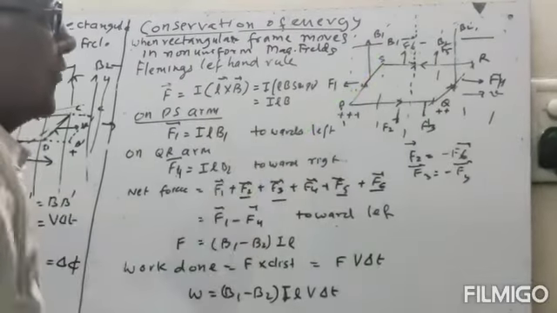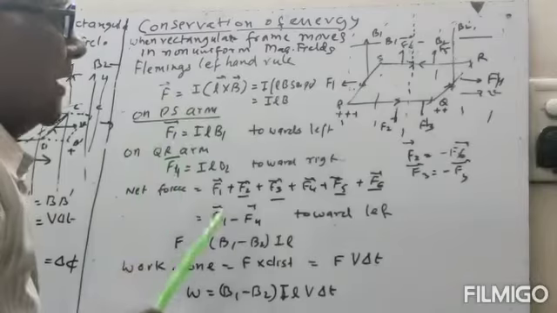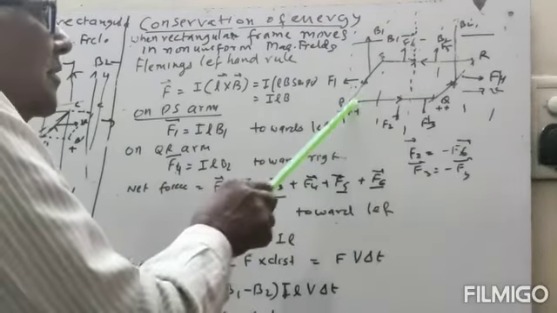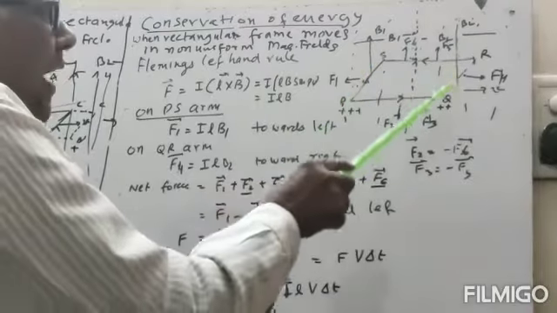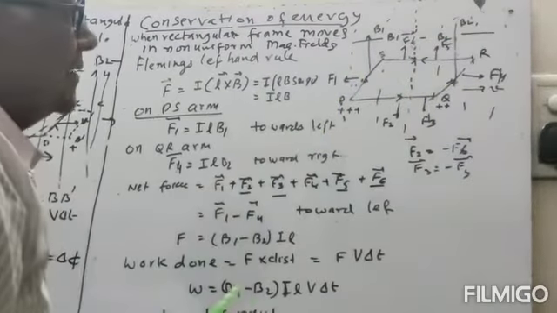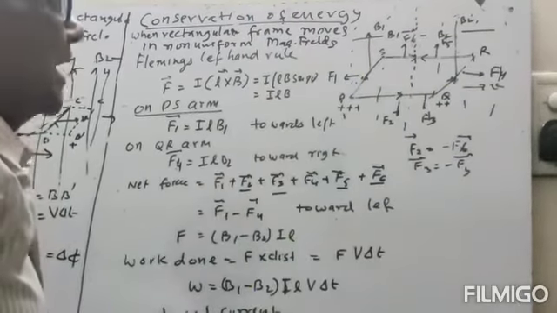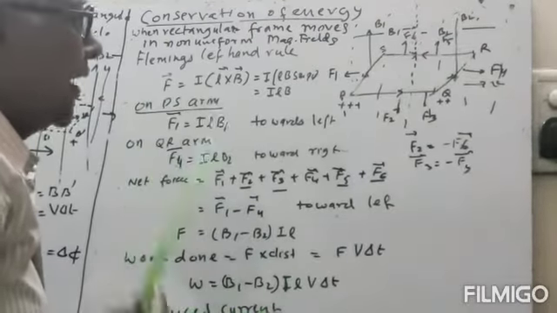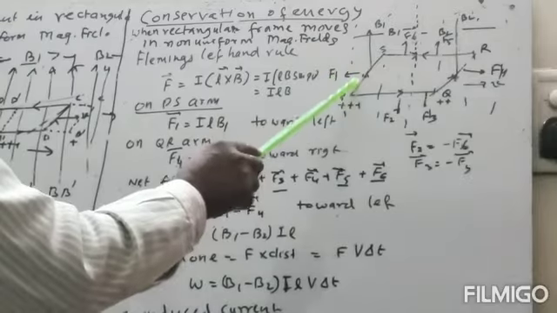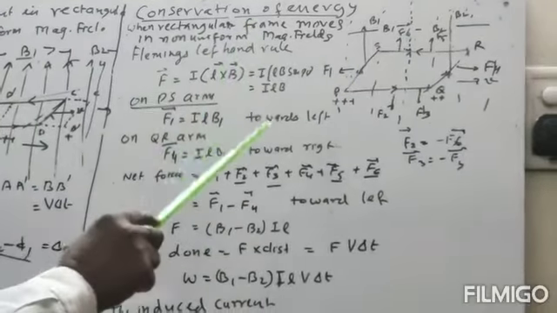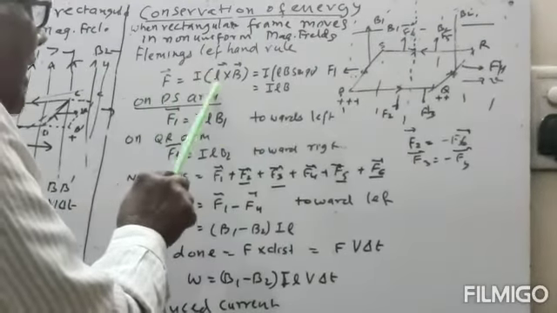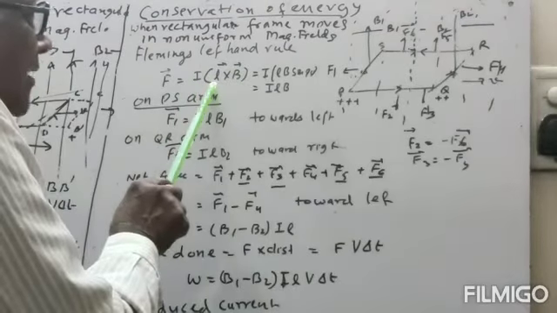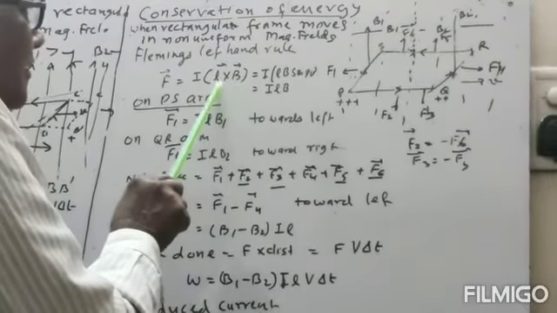Now when the current is flowing and the magnetic field is there, then there will be a force on the sides PQ, RS and PS. On all the sides there will be force. The direction of force will be given by Fleming's left hand rule. So the force will be equal to I L cross B.